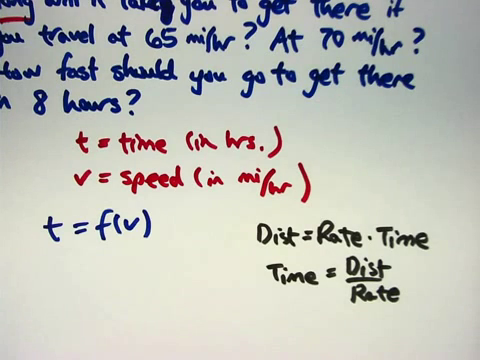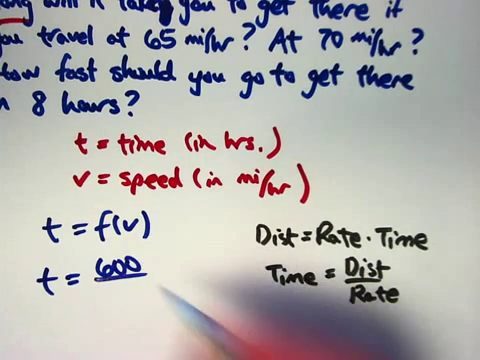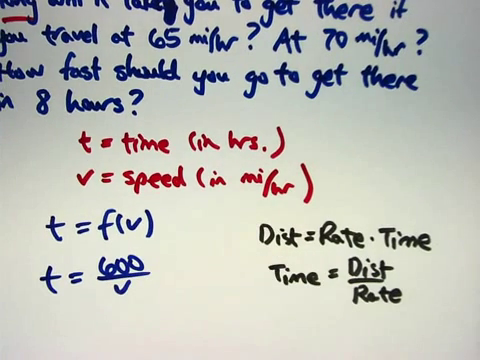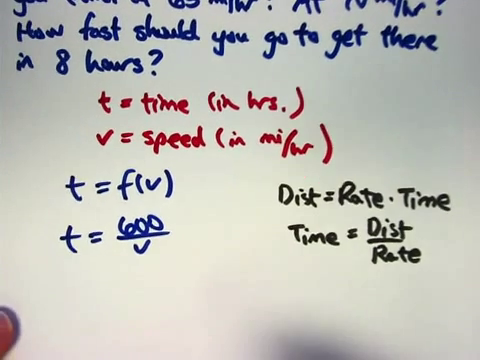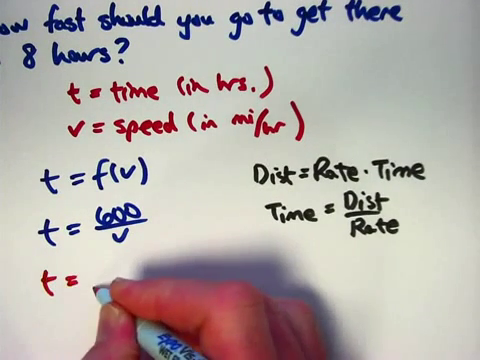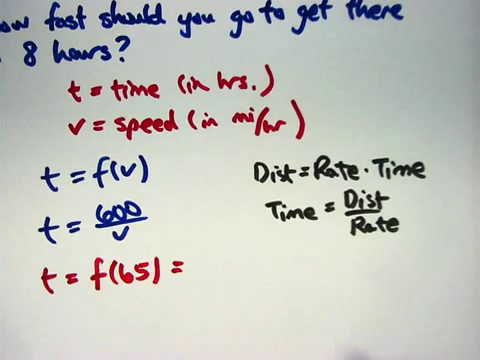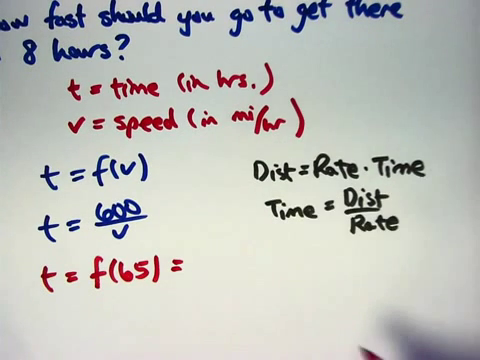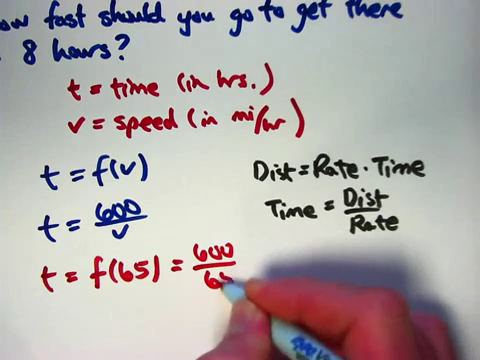The distance is 600 miles, so t is going to be 600 divided by v. And the units all work out. We're dealing with miles for distance and hours for time. And so now I can use this formula to figure out the answers to the questions. How long it's going to take you to get there when you go 65 miles an hour. Plug in 65 for v into the formula for the function. That's what this notation means. f of 65 is 600 divided by 65.